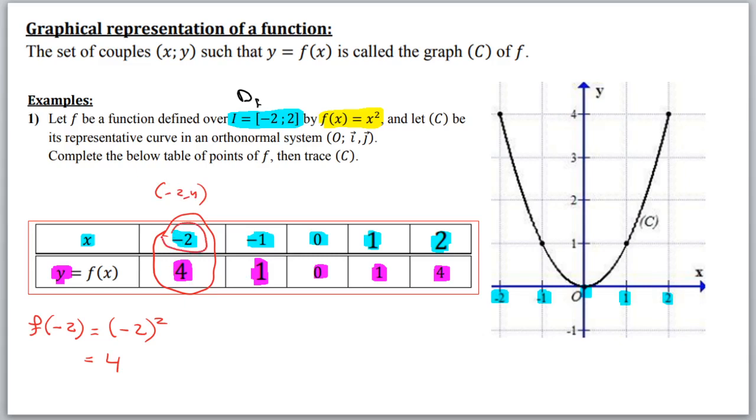هي x minus 2 وال y 4. So I plot it here, minus 2 وال y 4. هيدي أول point, let me call it A for example. طيب فإذا point A here, point B: x is minus 1 and y is 1. This is point B, this is point A.